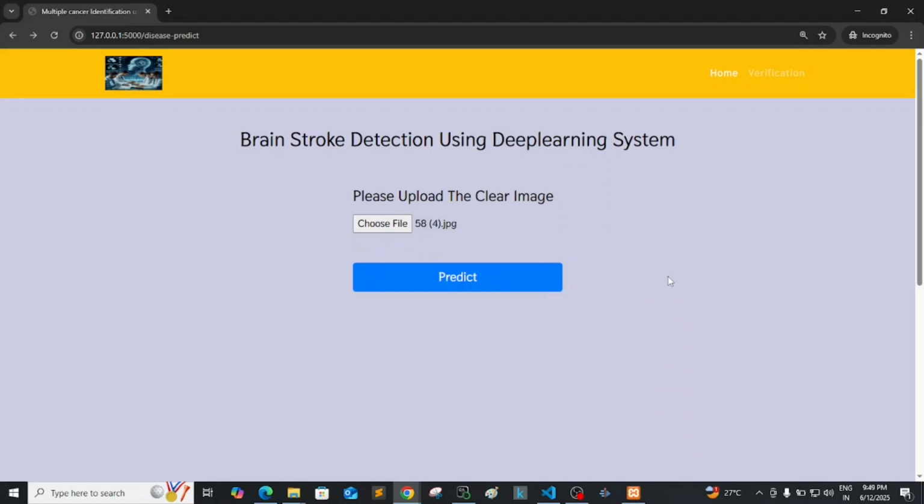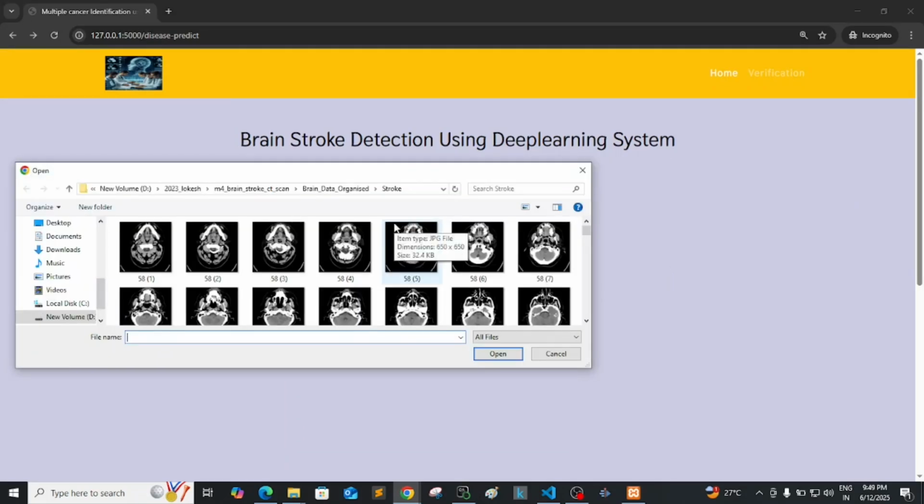Hi everyone, welcome. Today we are going to show you a project called brain stroke detection using deep learning. So first we'll see how the final result will be. This is a complete web application which is built with the help of HTML, CSS, JavaScript and Flask.